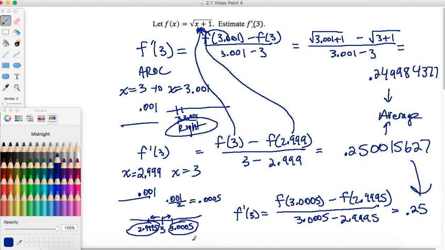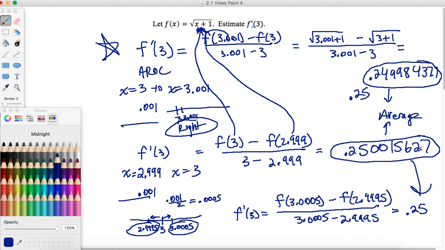But you don't have to go through all this process. If you were to stop here, this is your approximation. You can see that this is a number that's very close to 0.25. If you were to do the left one, you can see that this is a number that's very close to 0.25. And when you average them together, or if you do the centered derivative, you'll see that you'll get 0.25. And it is, in fact, true that the derivative at x equals 3 of this function is 0.25.